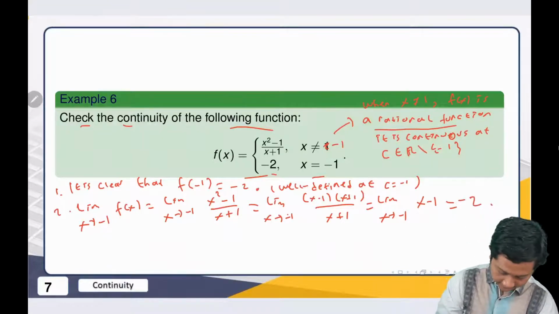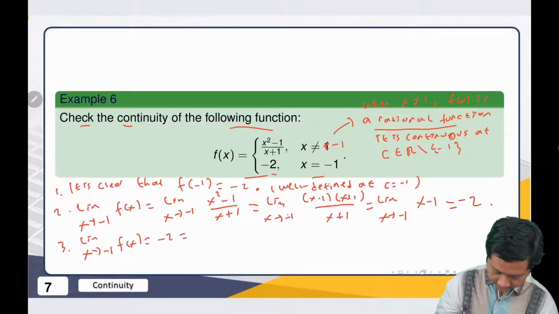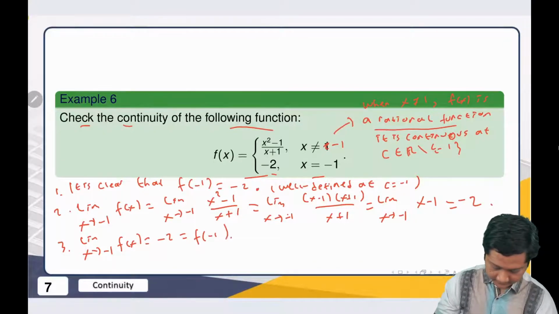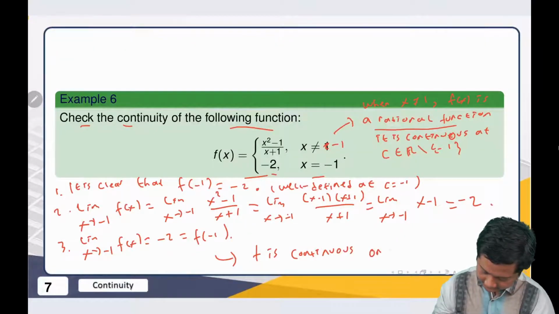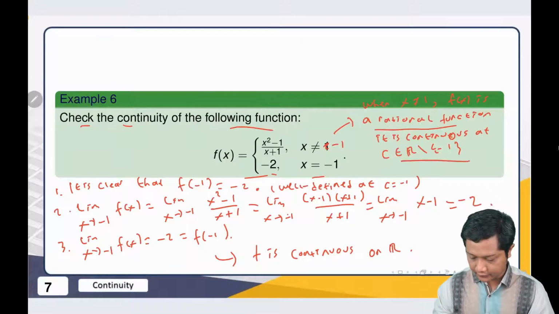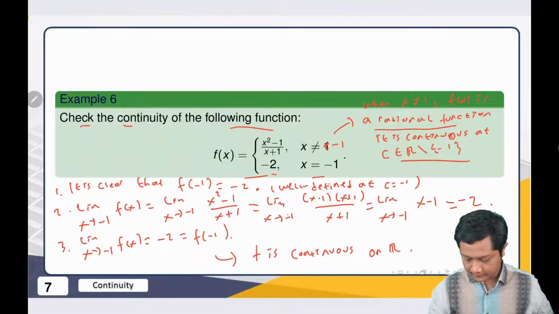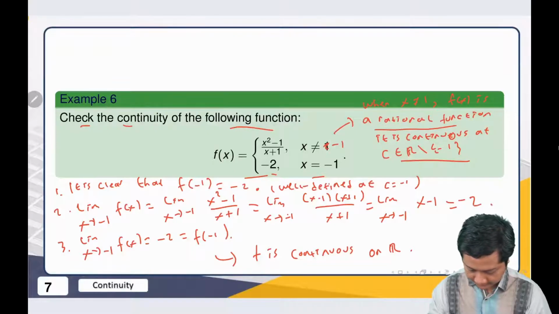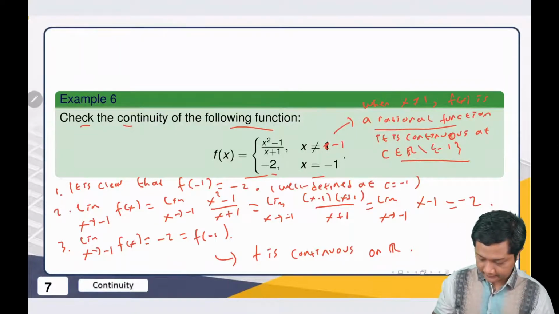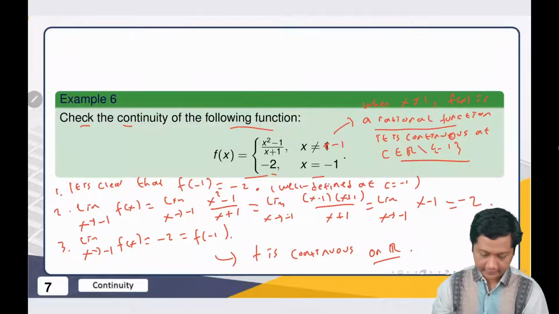Okay, and we can also see here the limit as x approaches minus 1 of f(x) is equal to minus 2, and minus 2 is f(-1). That means f is continuous on R, because we know that it is continuous in R minus 1, and then it is also continuous at minus 1. That means f is continuous on R.